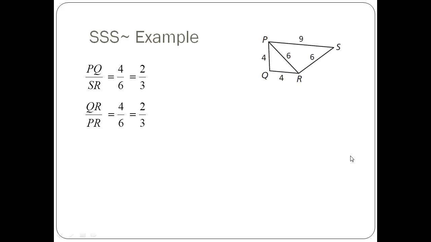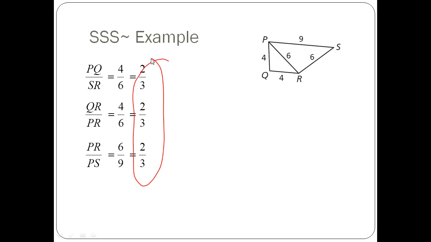And the last one, our longest side on our left triangle is that PR there, which is 6. And that's got to go with the PS, which is 9 on the right-hand triangle. So the longest with the longest. So 6 to 9, and that once again reduces to 2/3. Since I got all three of my proportions exactly the same, all my ratios the same, I know my triangles are similar, based on side-side-side similarity.